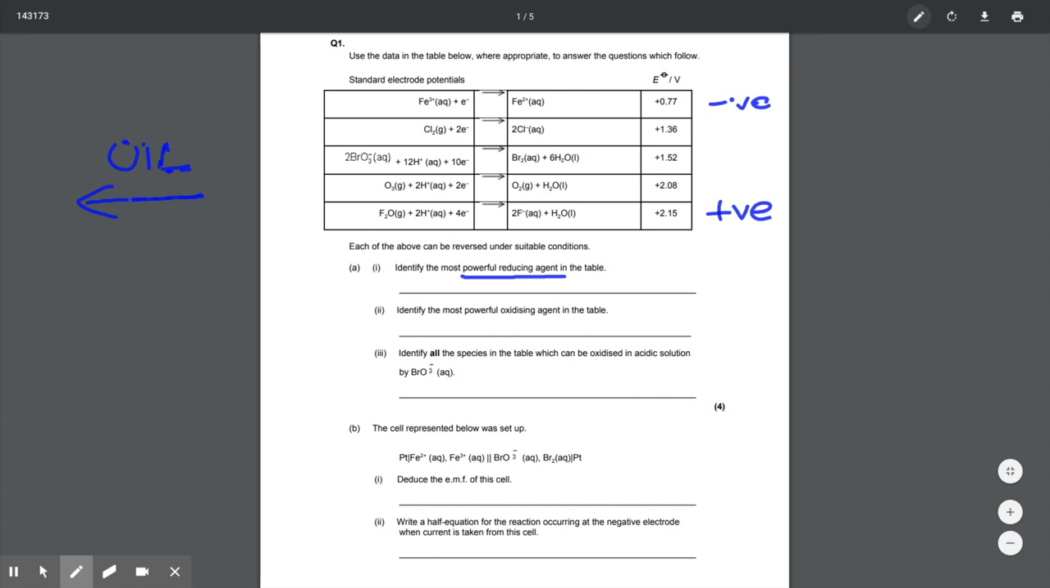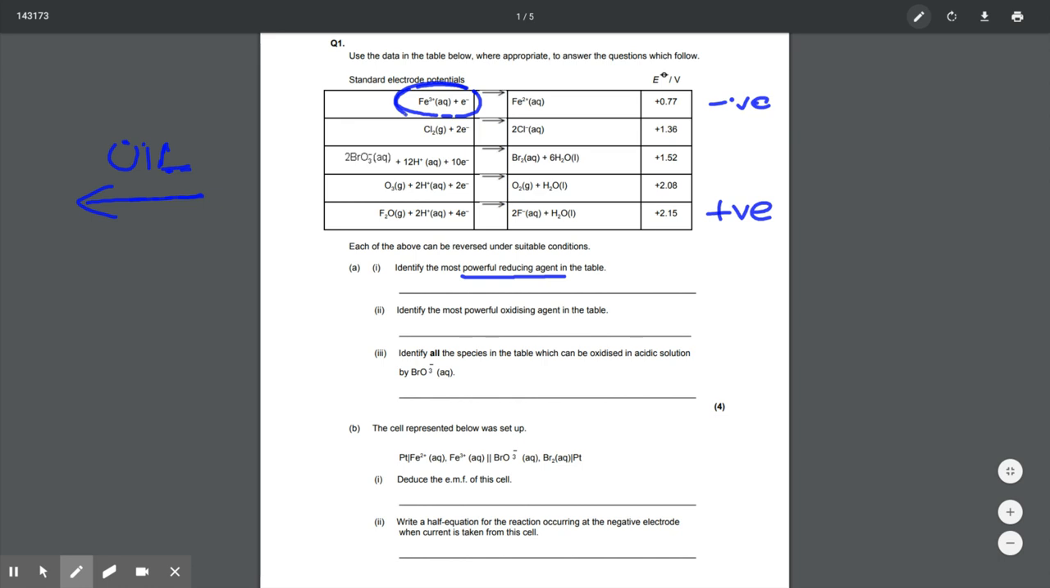Therefore, in order to be the most powerful reducing agent, i.e. be itself oxidized as strongly as possible, we have to have an equation which lies mostly towards the left-hand side. So for that to exist, we need to be looking towards the most negative electrode potential. Now, in order to answer the question, the most powerful reducing agent is the one which will be oxidized and will go towards the left-hand side of the equation.